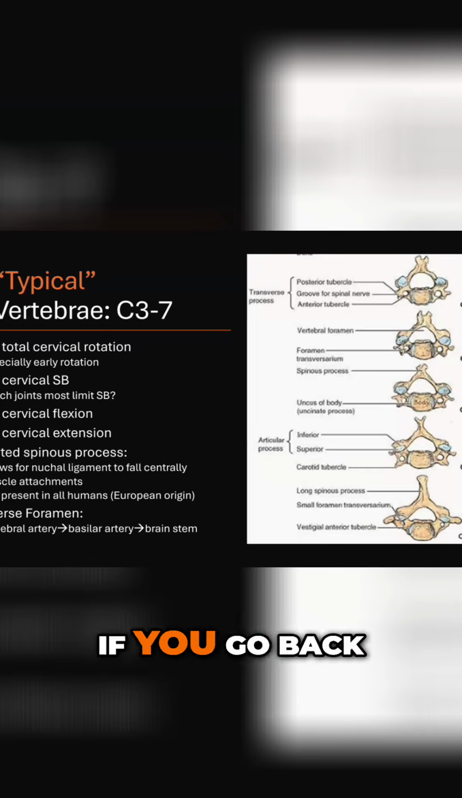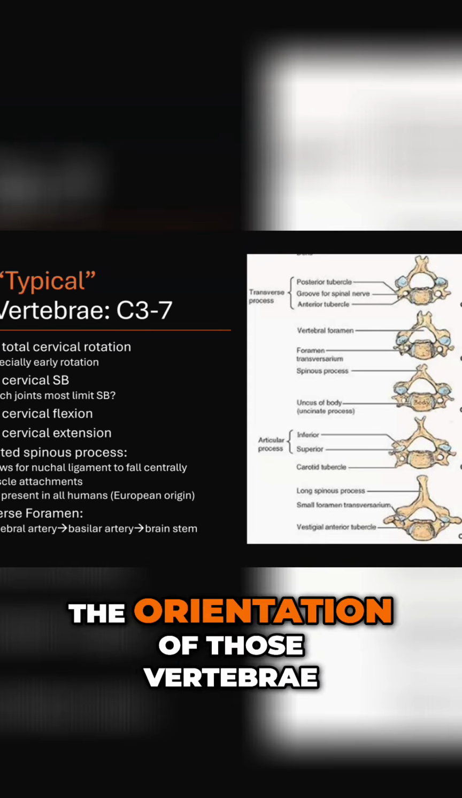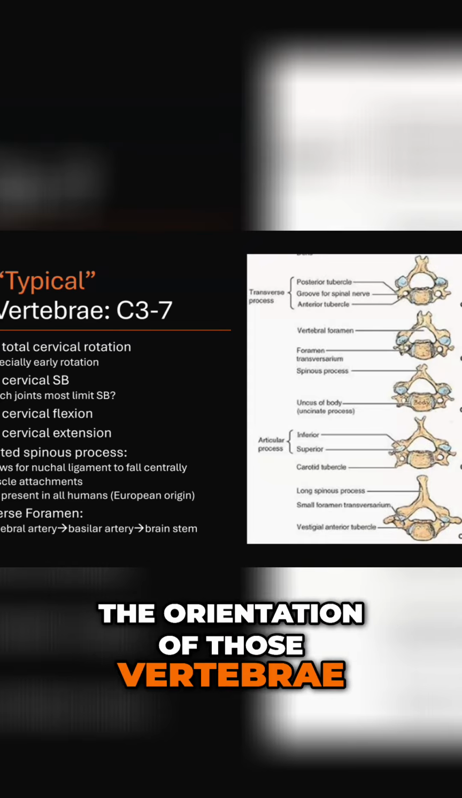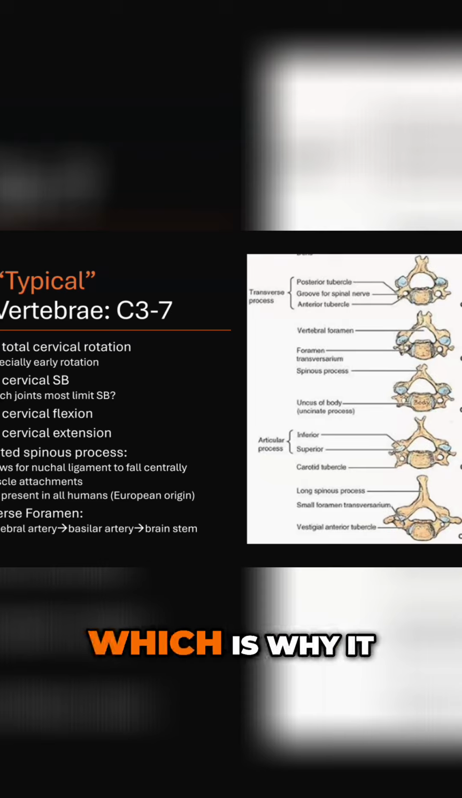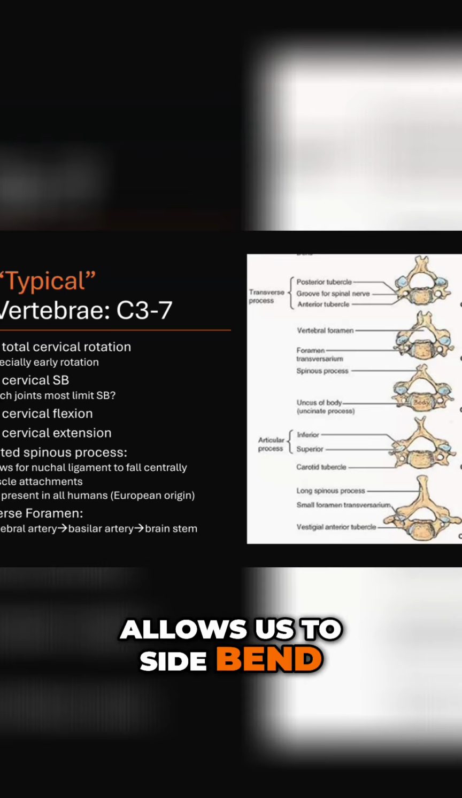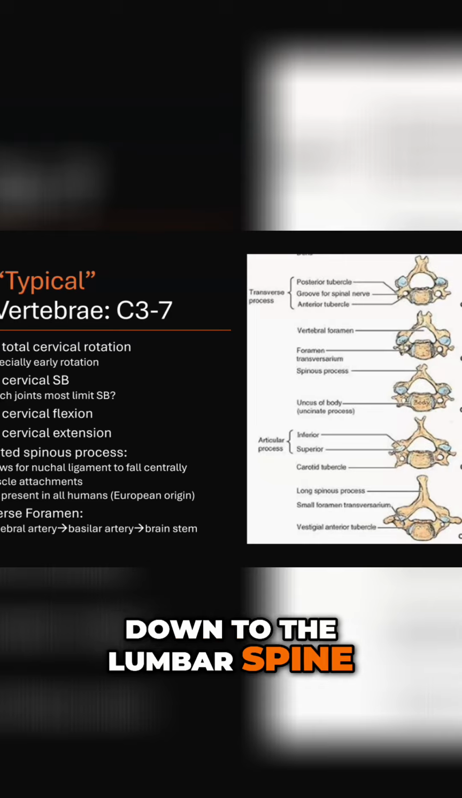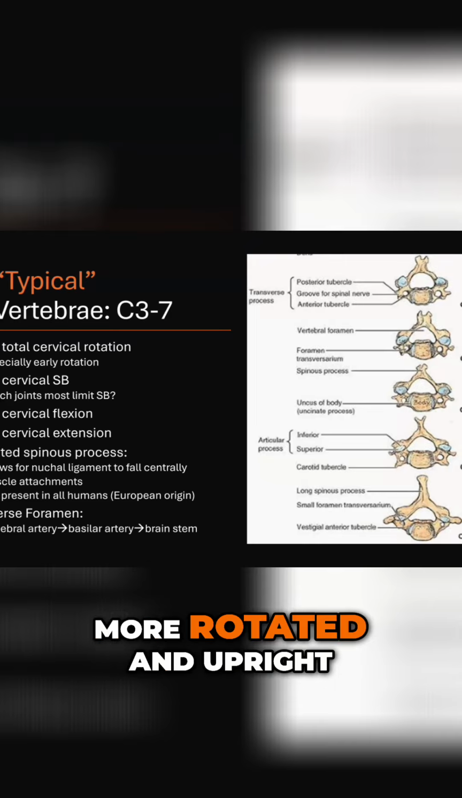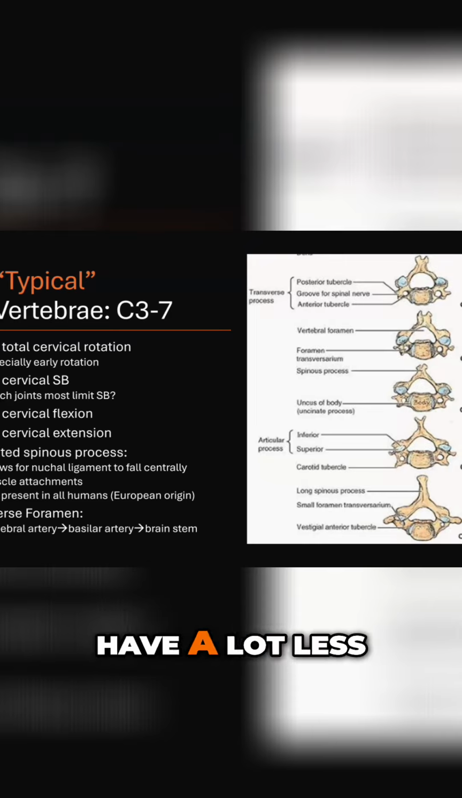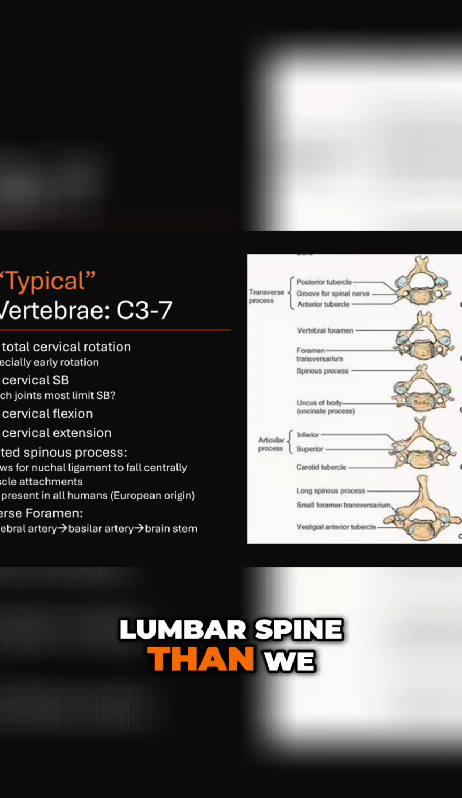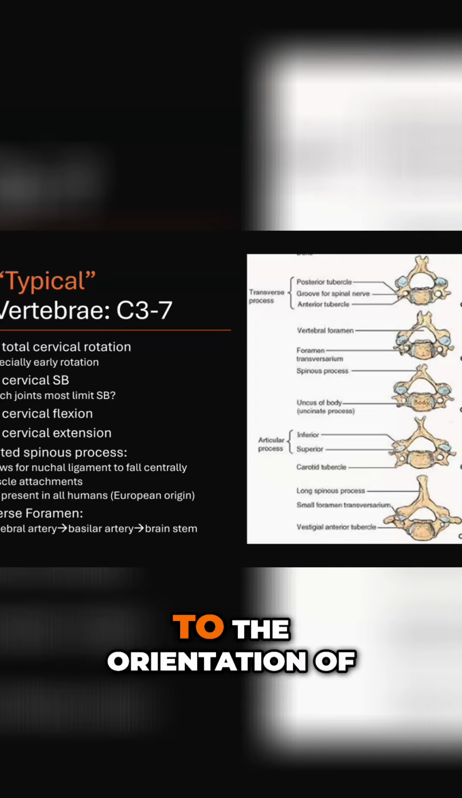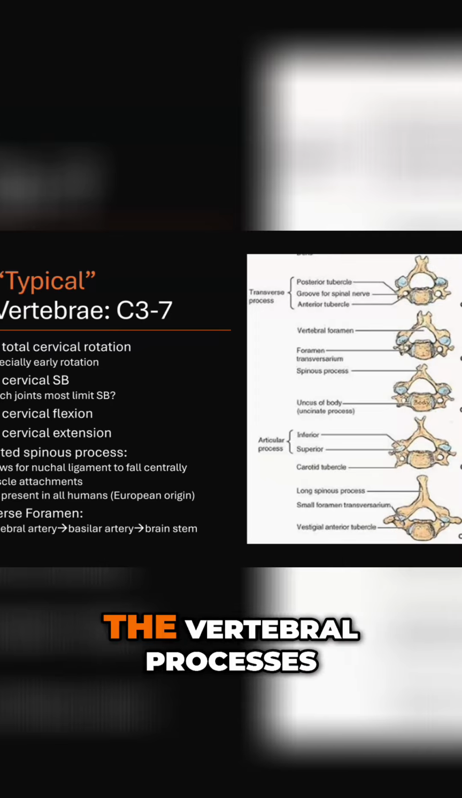Okay. And again, if you go back to anatomy, the orientation of those vertebral processes is flat, which is why it allows us to side bend, flex and extend, and rotate all at once. And as we go down to the lumbar spine, right, they're a little bit more rotated and upright, which is why we have a lot less side bending in the lumbar spine than we do in the cervical spine. So it's all related to the orientation of the vertebral processes.